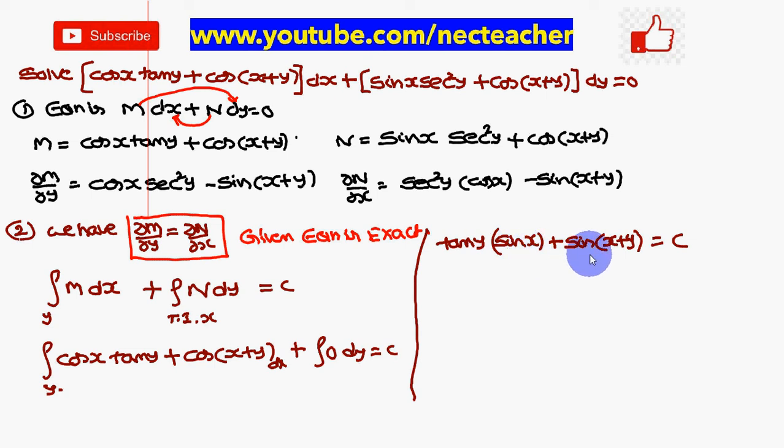Next, the integral of cos(x + y) is sin(x + y). Again, x plus y differentiation, treating y as a constant, means y differentiation is 0 and x differentiation is 1. Therefore you will get like this. Okay, this is about exact differential equations. Thank you all.